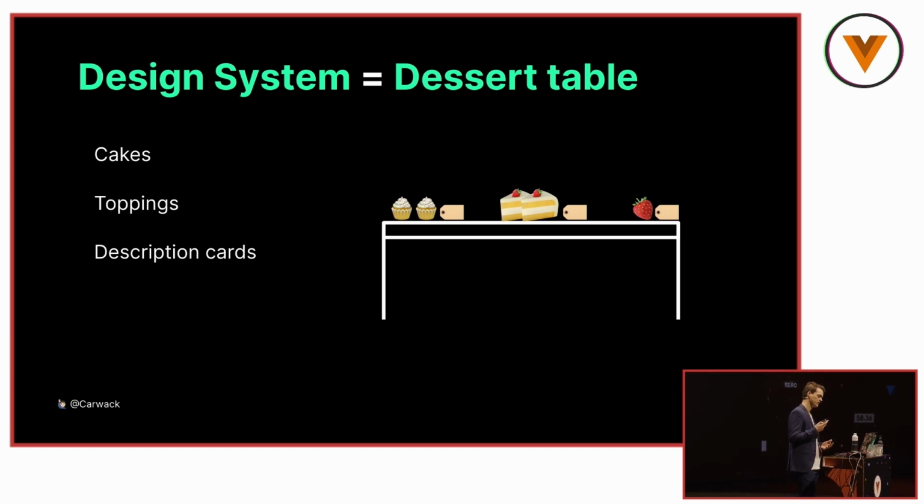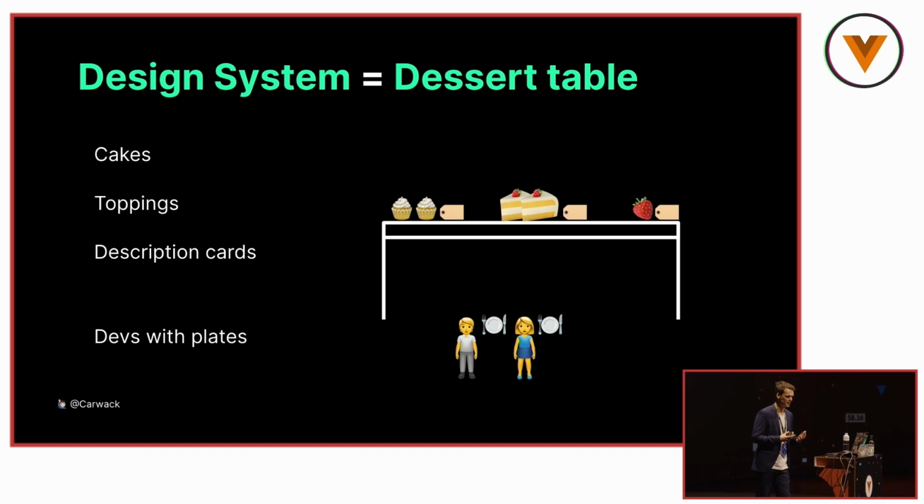Now, I also see this table as the place where you as a developer go with your plate, which is the application that you would like to build. And then you take the cakes and everything that you want to make your plate look exactly as you want it, so your application. And the nice thing about using a design system is that everyone goes to that same table. So all the plates will have some similarity. So there is a consistency in the UI and the UX in the applications that are built with the design system. So that's super cool.